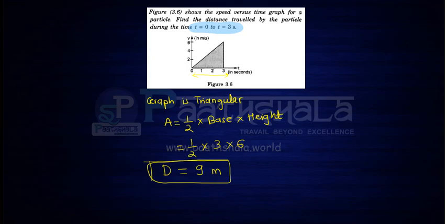So here the graph is a triangular graph. It is not a curvature, it's a triangular graph. Hence, we have calculated the area under this, or the area shaded by this triangle, that is the area of the triangle. The triangle here is a right angle triangle.